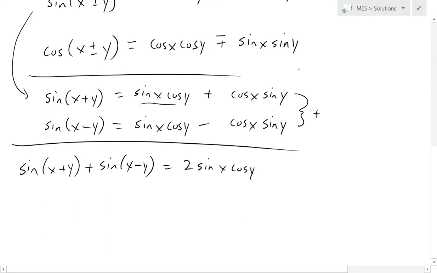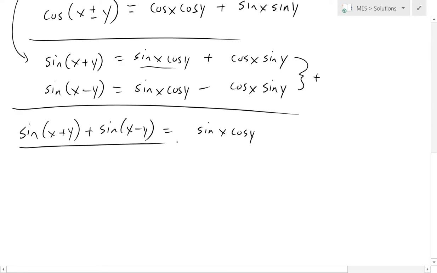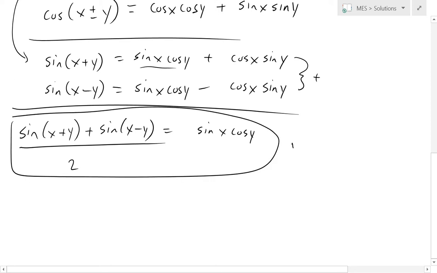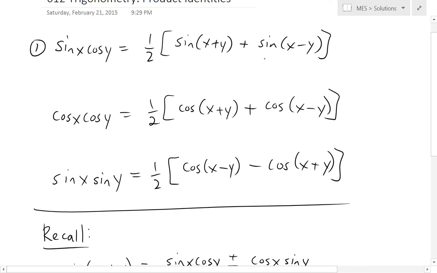Now this cancels out, that's 0. And as you can see, we're left with this equation. Now if we divide by 2 on both sides, we get this, and this is basically our first formula. So this is the first one right here. Sine x cos y equals sine of x plus y plus sine of x minus y, all divided by 2. And that's this one right here.